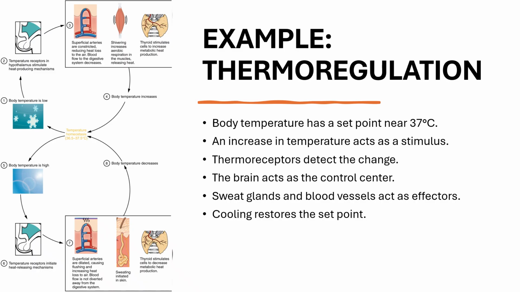Thermoregulation is the classic negative feedback example. When body temperature rises, thermoreceptors detect the change. The brain processes this information. Sweat glands increase sweating and blood vessels dilate. These responses increase heat loss. Body temperature then returns towards the set point. Exams love asking students to identify each part of this loop.